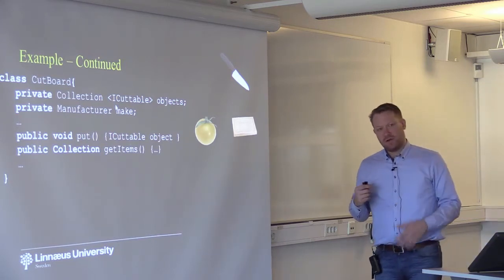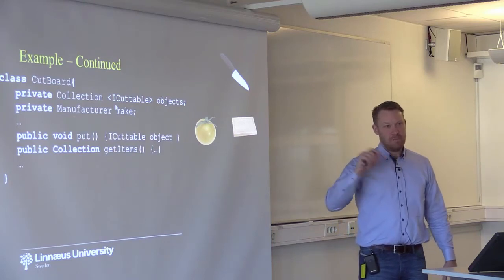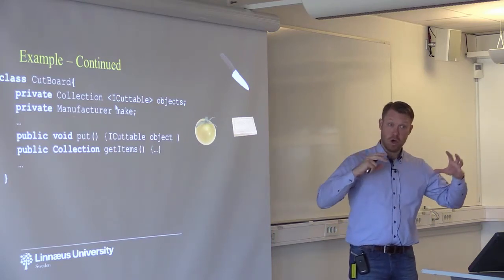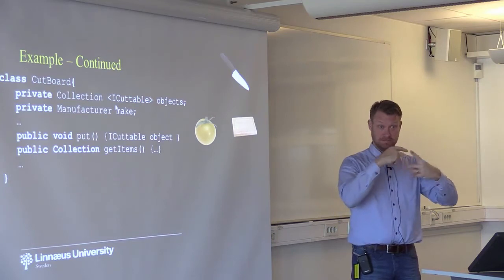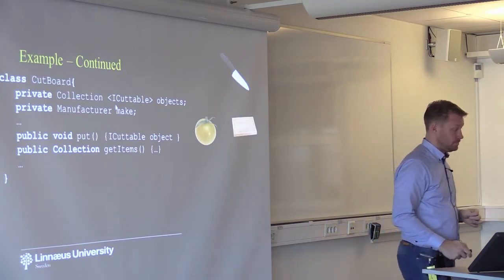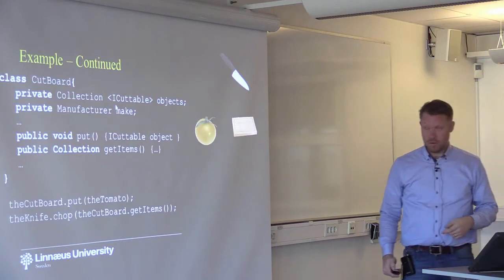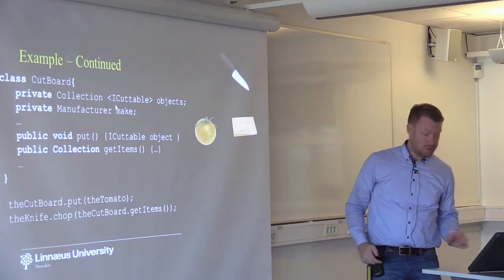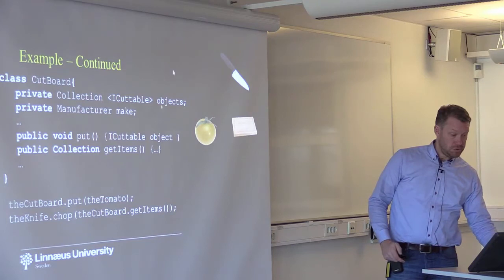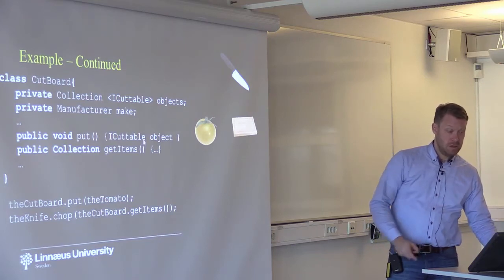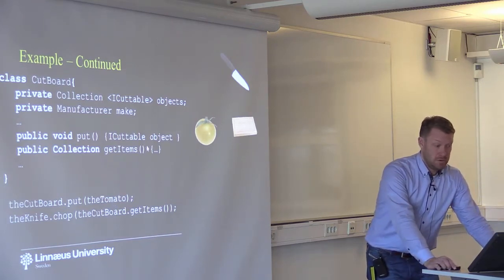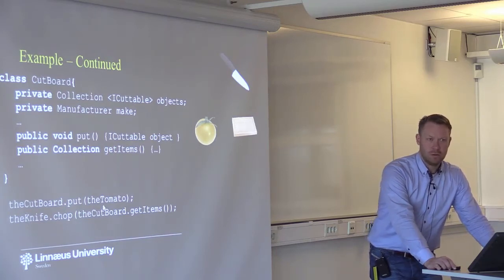Maybe now you can start to see why it's good to have a step before we code, where you try to model these relationships. But this was the code where we put the tomato. You can see we put an ICuttable object, and we can infer that our tomato class must implement this interface, ICuttable. Otherwise, we can never place a tomato on the cutboard.